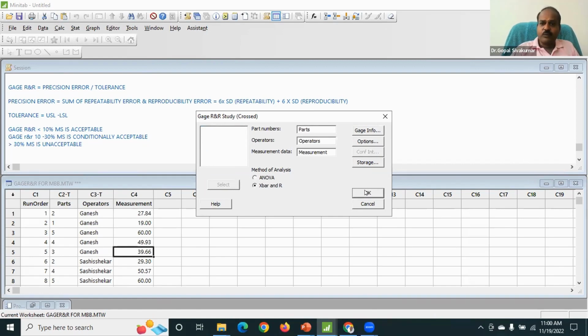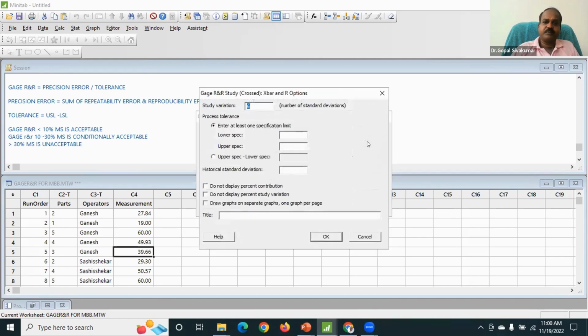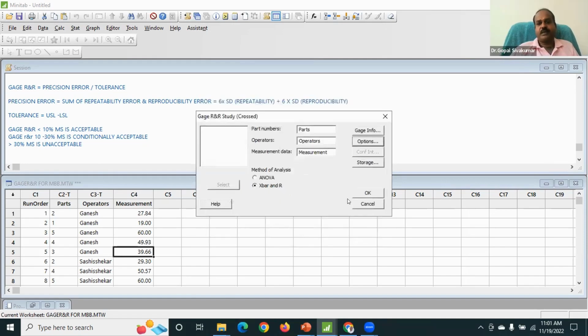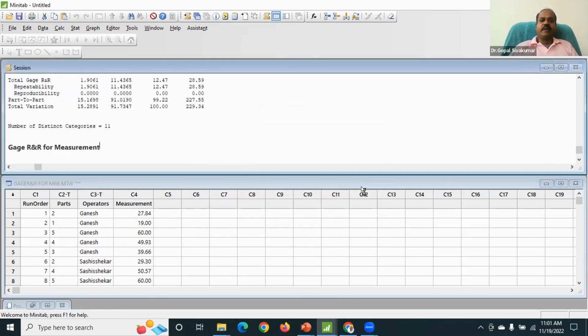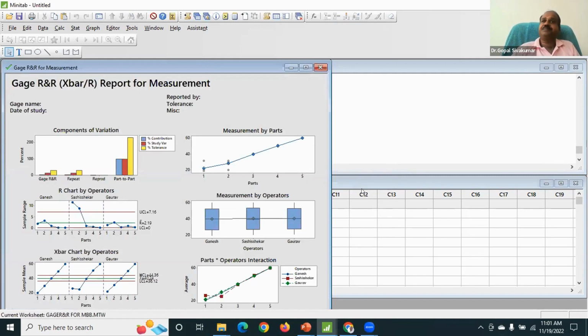Now you just go to options. You remember 6 is here. I also told you to multiply by 6, isn't it? Yes, 6 times standard deviation. Now upper spec, lower spec. The lowest duration is 20 seconds. The highest duration is 60 seconds. Yes. Now the difference between upper spec and lower spec is 40 seconds. 40. Now with this information, I am giving OK. Again OK. Now the gauge R&R study is done.